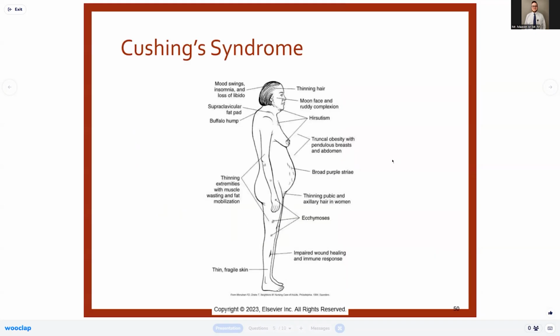And this kind of shows it: thinning hair, mood swings, insomnia, moon face, hirsutism is one thing. As this happens in women, they would develop hair on the chest, facial hair, hair on the breast, that sort of stuff. Redistribution of fat is what they're talking about with buffalo hump. Fat development tends to redistribute, goes truncal around the waist, goes up to the shoulders. Excessive bruising, hair loss in places, fragile skin, poor wound healing, that sort of stuff.